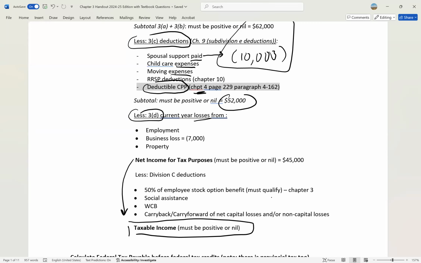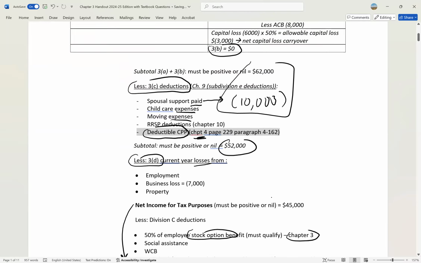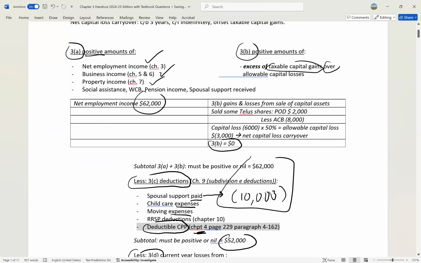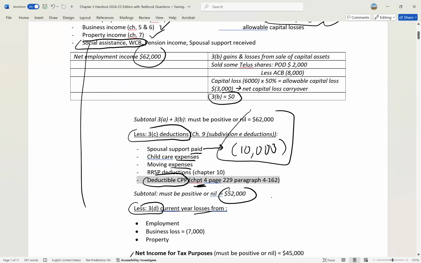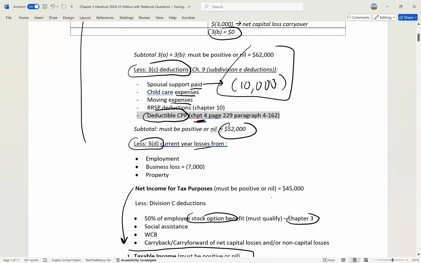One of these deductions relates to stock options, which we're going to talk about in chapter 3 today. And then remember social assistance and WCB. We said you had to include social assistance and WCB in 3A, but the government basically says we want you to include it in your net income, because your net income is all the income that you earned for the year, but we're going to allow you to deduct it when you calculate taxable income.